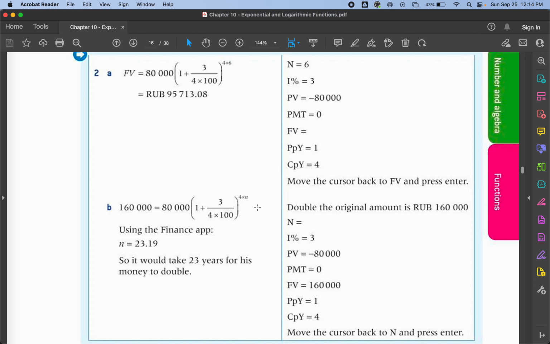So there's 2 ways you could do this. You could either fill out this equation. Future value is equal to 80,000 times 1 plus 0.03, excuse me, is 3 divided by 100. We're dividing by 4 to make that a quarterly rate. And then this is 4 times N because N is our time period. If we do this, we have to graph it or use NSolve in the finance app. It's a little bit faster, and so our answer is 23.19 years. So it'll occur a little bit after 23 years.